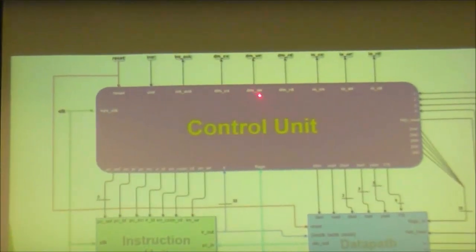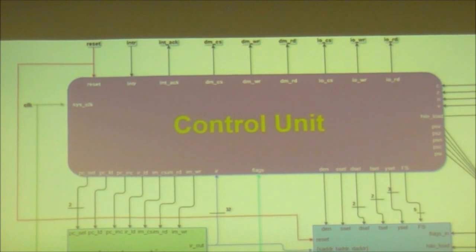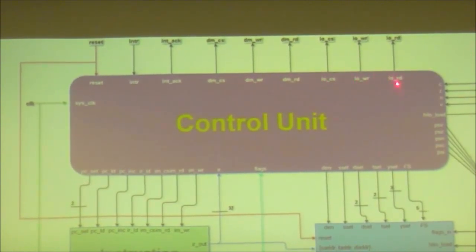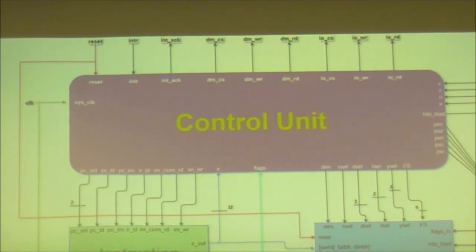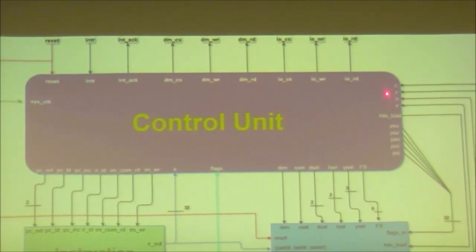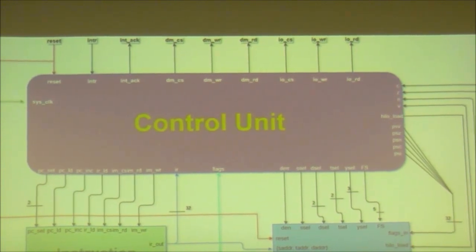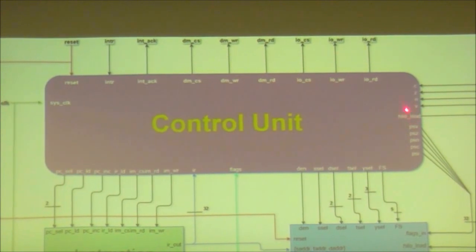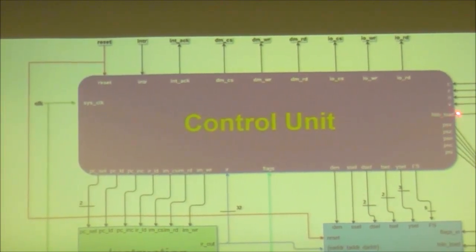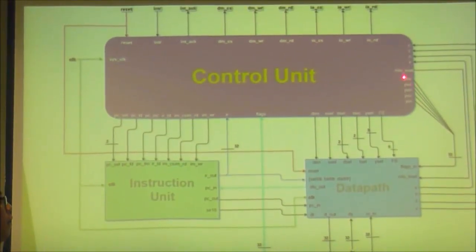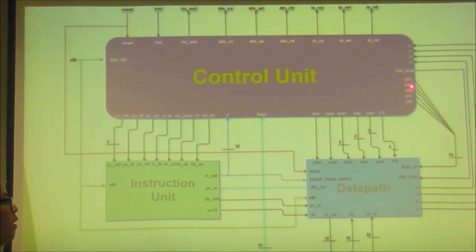The data memory chip select, data memory write, data memory read, that goes into the data memory. And the I/O chip select, I/O write, and I/O read, that goes into the I/O memory. As far as all the flags, the carry, zero, negative, and the overflow, it gets them from the data path. The high-low load is basically for the multiplication and division. That goes into the high-low load of the data path. And all the present state flags of overflow, zero, negative, carry, and interrupt, that goes into the flags in of the data path.